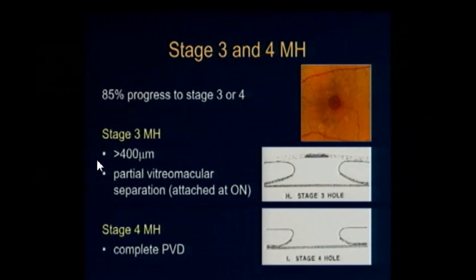Stage 1B hole is a full thickness hole that you don't see because it's covered with vitreous. Stage 2 hole is a full thickness hole that is small, less than 400 microns. It is the perfect time to do vitreoretinal surgery because the chances of its closure are very, very high, okay? Now, most of the time, stage 2 holes go on to become stage 3 holes. Stage 3 hole is when you have a bigger hole and the vitreous is detached from the hole. Okay, and stage 4 hole is when the vitreous is detached from the entire posterior pole, including the optic nerve.